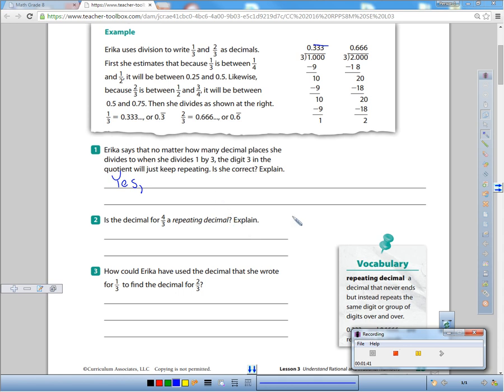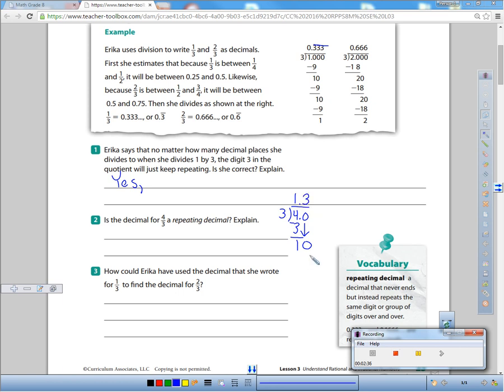Okay. Next is the decimal for 4 over 3, a repeating decimal. Explain. So a couple ways you can think about this. You could think 4 divided by 3. That's literally what that means, 4 divided by 3. So 3 goes into 4 once. Okay. We subtract, get a 1. It doesn't terminate here, so I'm going to drop another place value. So this is just some long division, if you're comfortable with that. 3 into 10. 3 goes into 10 3 times.